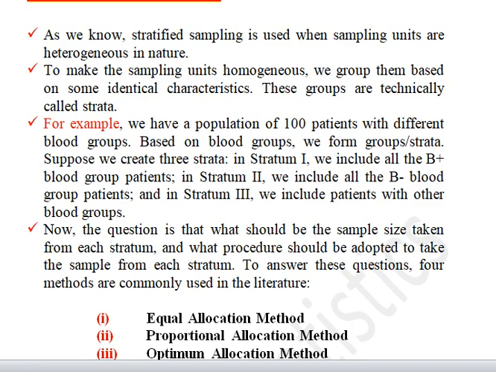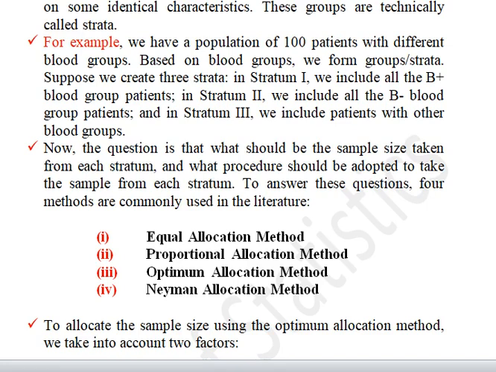To answer this question, 4 methods are commonly used in literature. There are 4 methods used in stratified sampling to adopt the procedure to take the sample size. First is called the equal allocation method, second is the proportional allocation method, third is the optimum allocation method, and fourth is the Neyman allocation method.